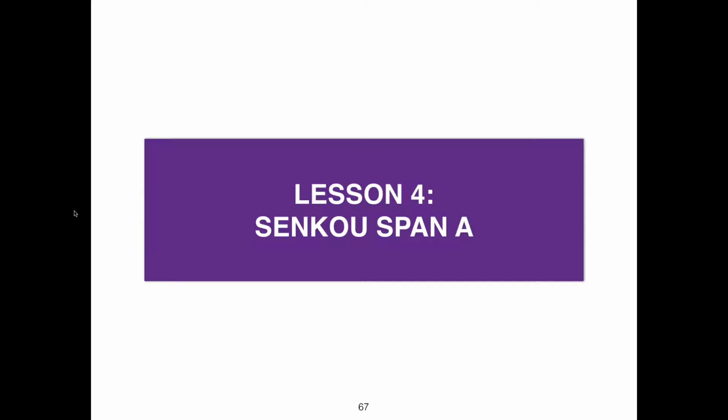Lesson 4, the Senkou span A. Now the Senkou span A is used along with the Senkou span B line. Together, they form the Kumo, or the Ichimoku cloud, that is the foundation of the Ichimoku Kinko-Hayo charting system. The Senkou span A is another one of those time-shifted lines that are unique to Ichimoku.